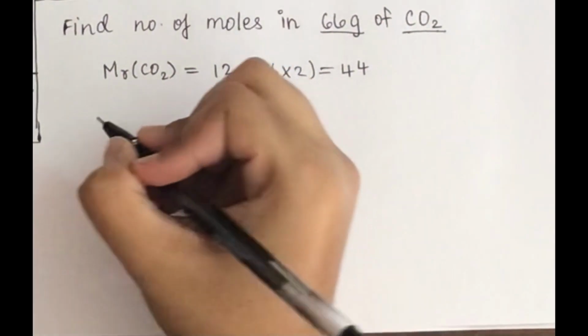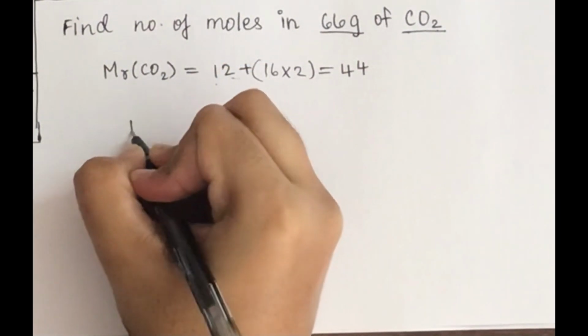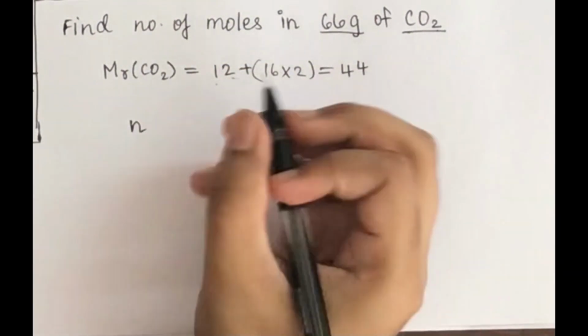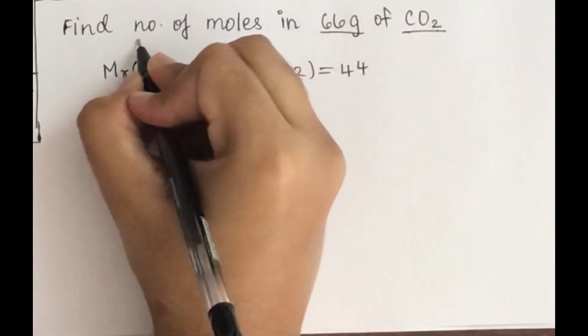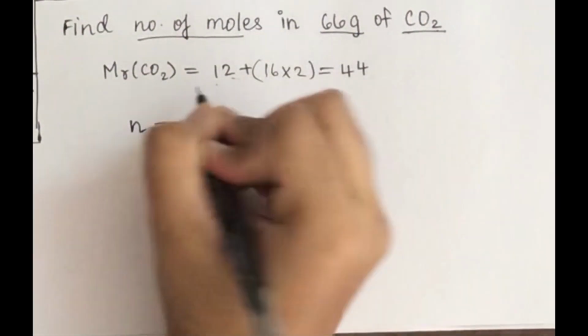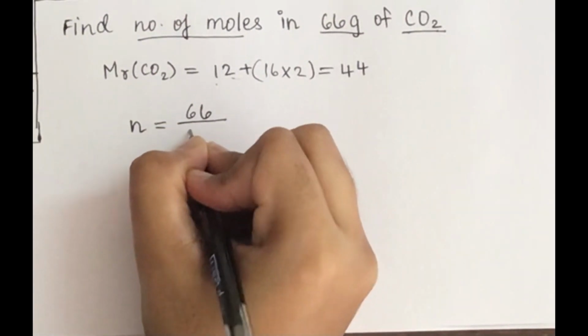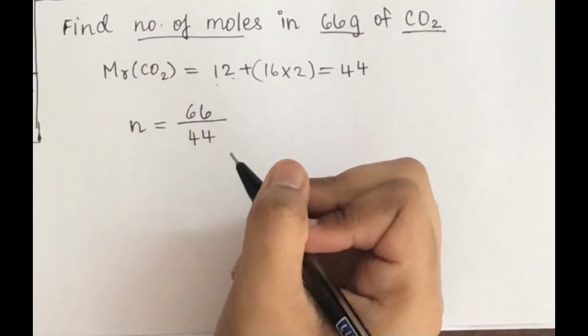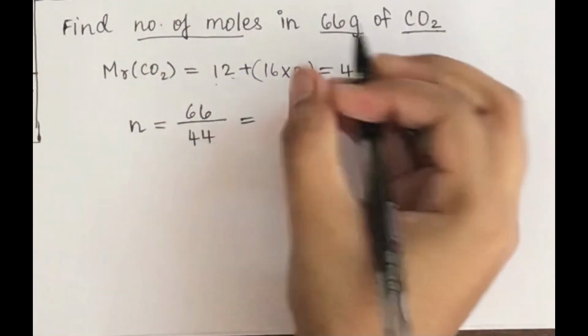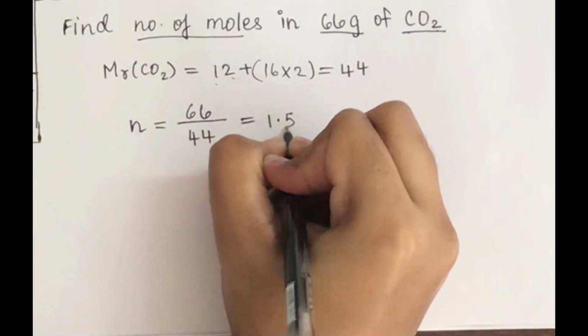Now all we need to do is substitute this in the formula. N, which is number of moles, or you can even write the full thing, number of moles, is equal to mass, which is 66, divided by MR, which is 44. This will give us 1.5 moles.